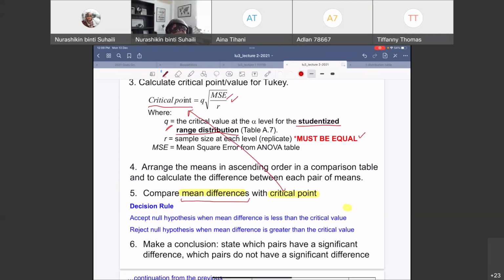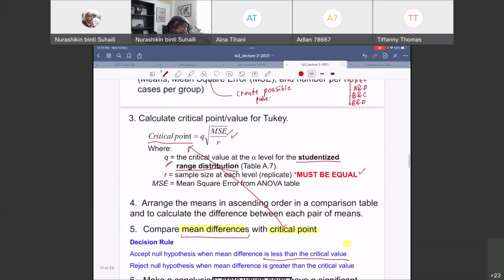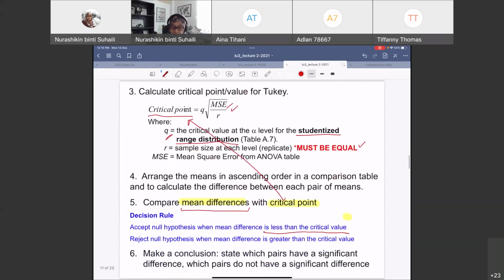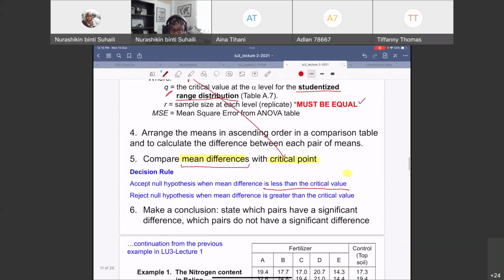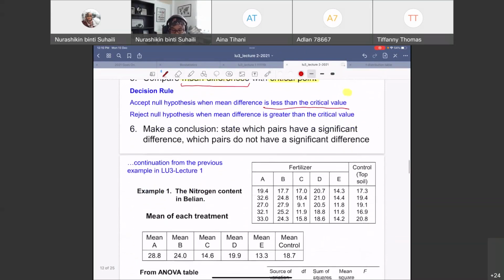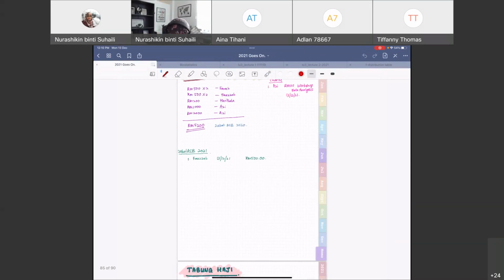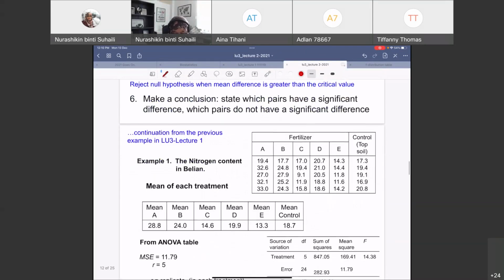The decision rule says that when the mean difference is less than the critical value, you accept the null hypothesis, and the other way around. Finally, the conclusion that you have to make is to state which pairs have a significant difference and which pairs do not. I know that is a bit complex for you, because the ANOVA itself is already about 20 steps, and then this adds even more. Okay, let's have a look at how you want to solve it.